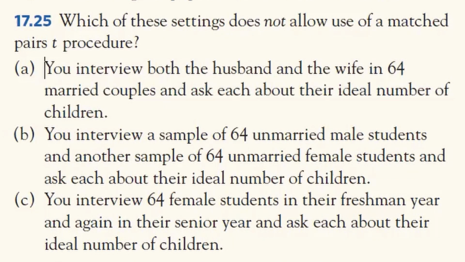B. B, right, exactly. They're not matched. They're like separate groups that have nothing to do with each other. The husband and wife pair, they're somehow matched. There's a pair, a couple. And then the 64 female students are measured before and after, just like our pulse, right? Okay, so you're thinking logically. Good. Think logically with what you know, and you'll get this.